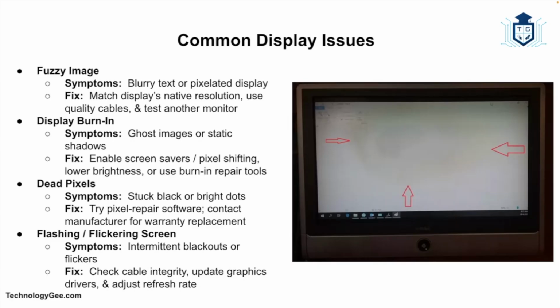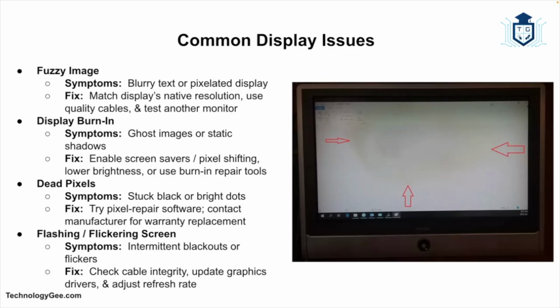Now, there are software tools available that can help unstick stuck pixels by rapidly cycling colors on the screen. And then if it's bad enough, you may have to contact the manufacturer. So if you're dealing with a new monitor or a display and it has dead pixels, check your warranty policy, because most manufacturers will replace the screen if a certain number of dead pixels are present.